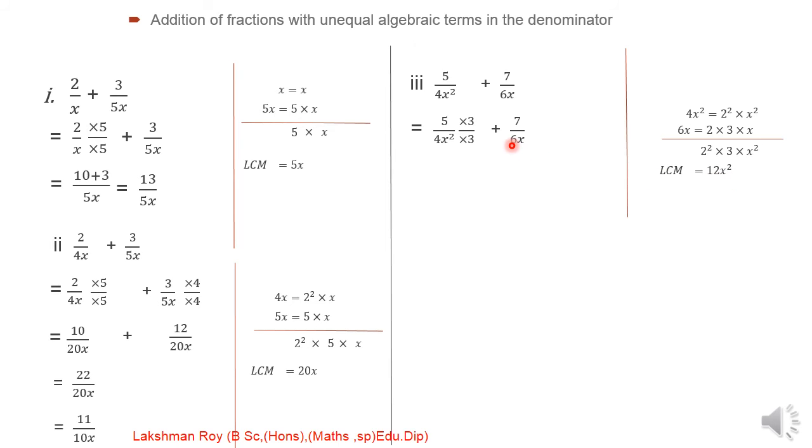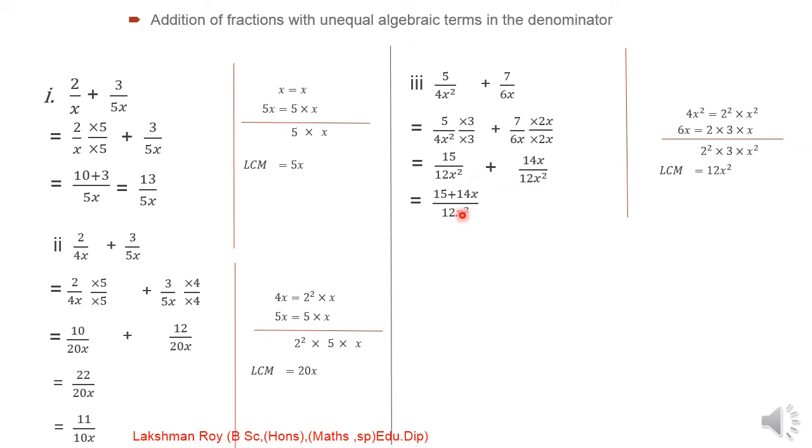To make 12x square, that means 6 should change and x should change. To make 6 into 12, you should multiply by 2, and x into x square means multiply by x, right? That means you have to multiply by 2x, both. Then you get the denominator 12x square. On the numerator, multiply 5 into 3, that is 15. Then 7 into 2x, that is 14x, right? So that is the numerator.